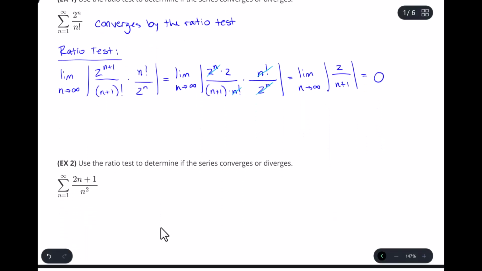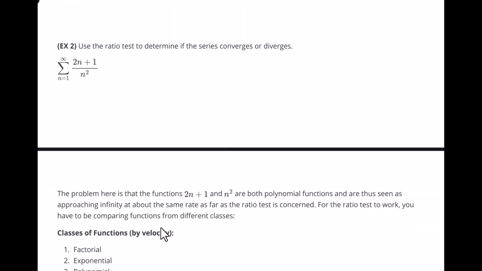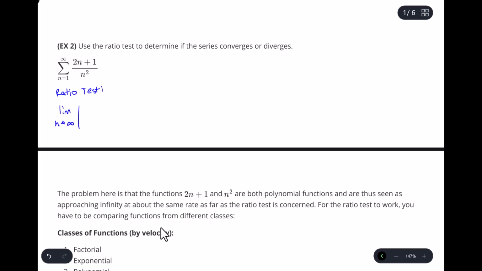All right, let's try another one. So here I have the sum from n equals 1 to infinity of 2 to the n plus 1 over n squared. If I try to evaluate this limit required by the ratio test, I'll be doing the limit as n goes to infinity. The n plus 1th term, so this would be 2 times n plus 1 plus 1 over n plus 1 quantity squared times n squared over 2n plus 1.